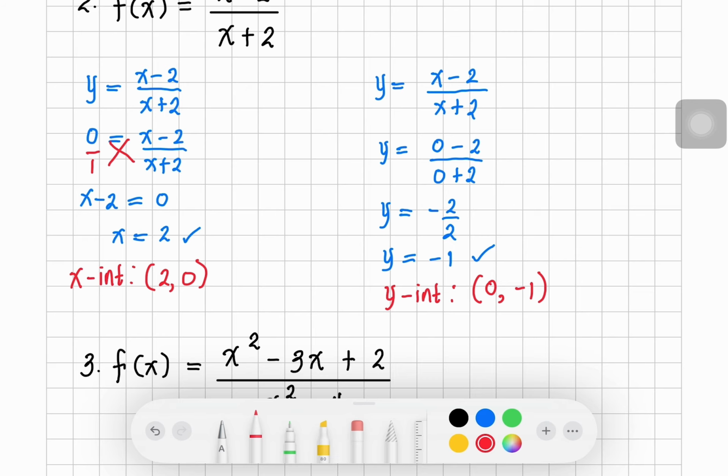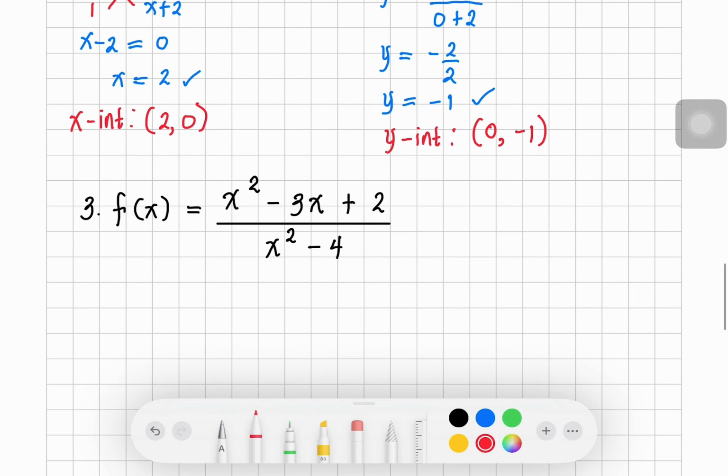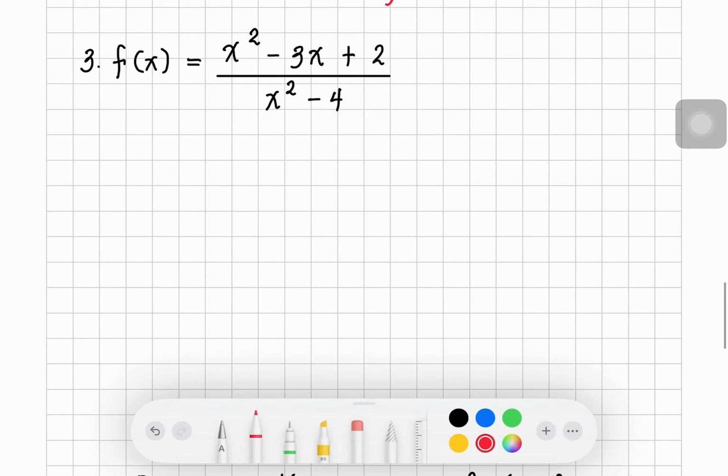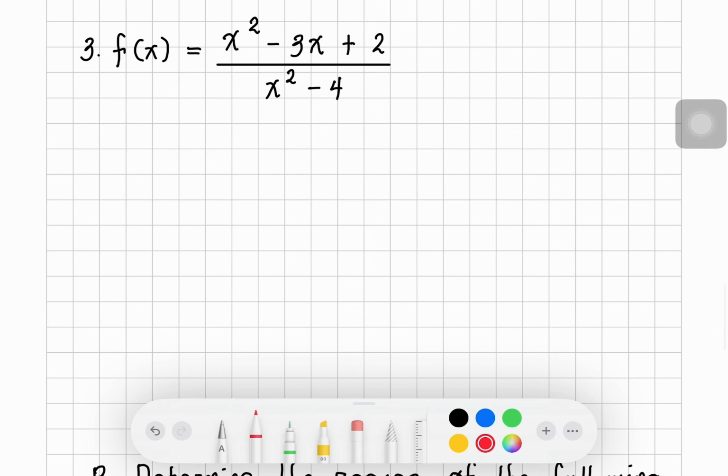Gets? Now, let's have number 3 example. So, what if, guys, ganito naman yung given natin? F of x equals x squared minus 3x plus 2 all over x squared minus 4. So, guys, dito, ang gagawin lang natin, isi-simplify natin yan. Okay? Later. So now, to solve for the x-intercept, let y be equal to 0.